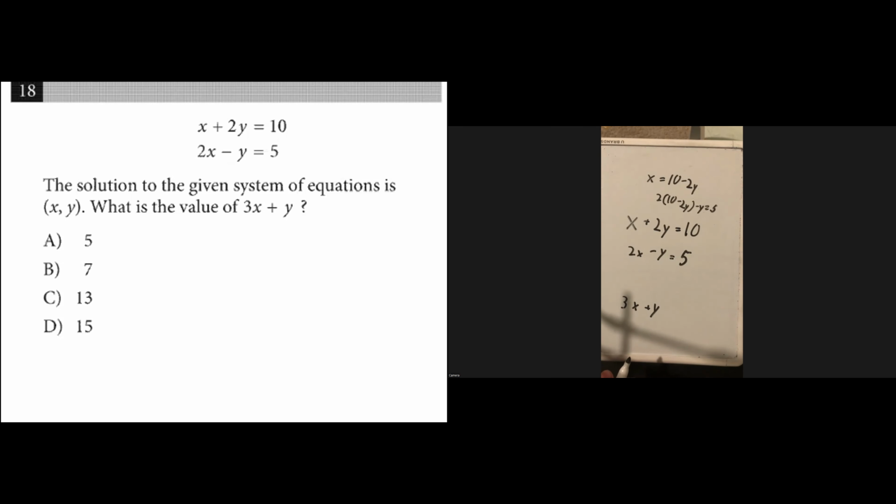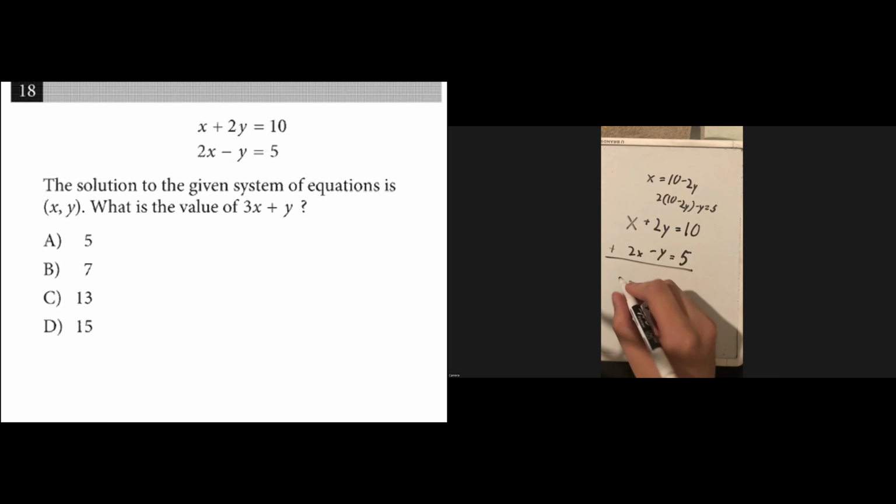But this time I'm going to show you the other way. And so for this, we're asked to find the value of 3x plus y. How do we transform this into 3x plus y? Simple. We can add these two.